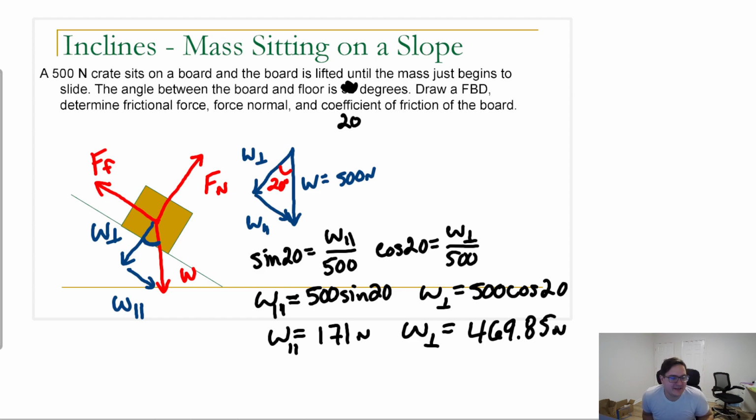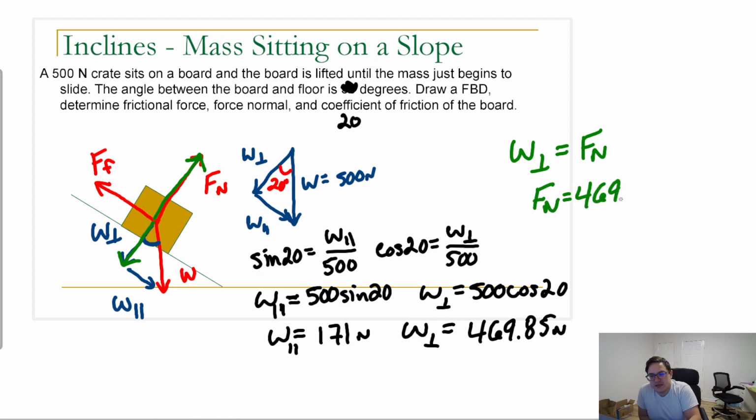What does it have to do with anything? Okay, let's look at this. If we look at weight perpendicular going into the board, what is coming out of the board? Force normal. So what I know is weight perpendicular actually equals force normal. We found force normal, and that is 469.85.